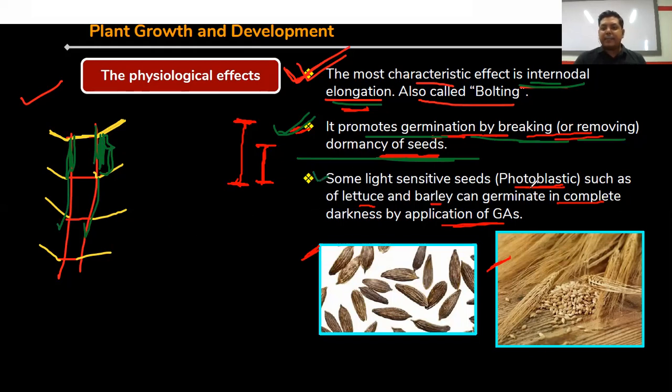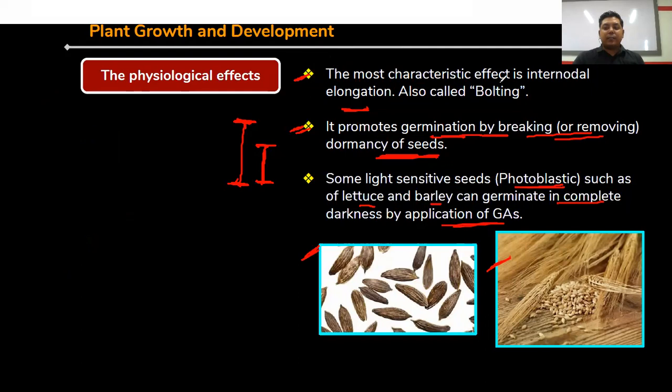Clear? Some light sensitive seeds are called photoblastic. Already you have learned about them. Some seeds germinate in presence of light. They are known as photoblastic. Some seeds do not germinate in presence of light. They are known as non-photoblastic, such as lettuce and barley, which can germinate in complete darkness by the application of GA. So in the absence of light, by simply applying gibberellic acid, we can germinate their seeds. Clear?